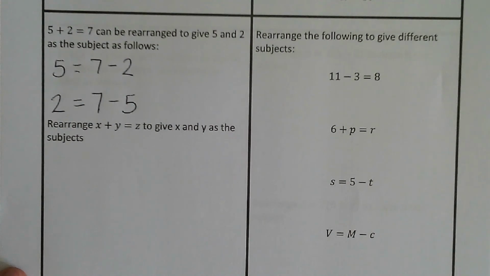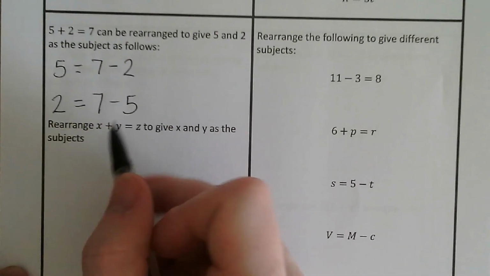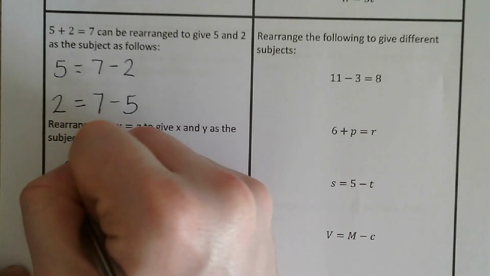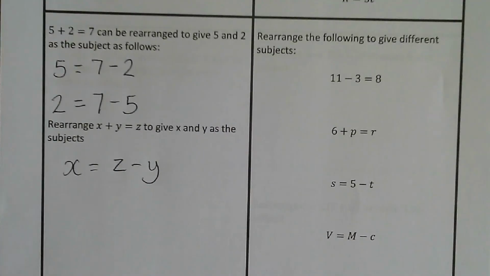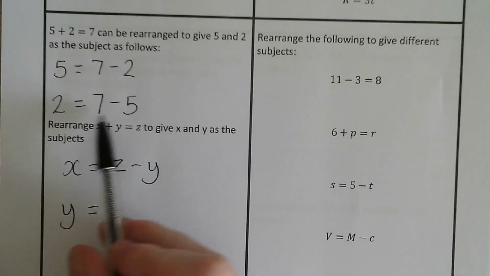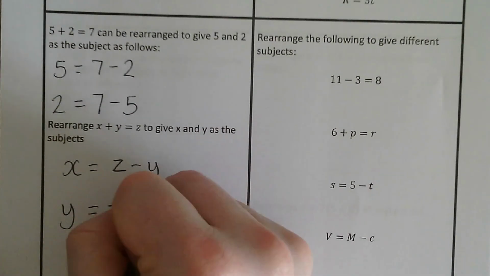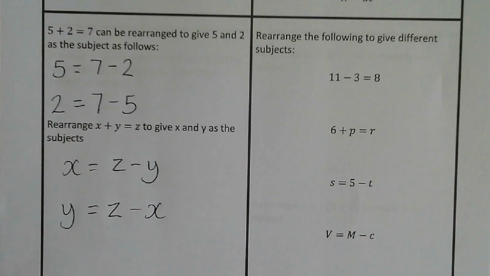Likewise, we can do the same when we only have variables. So here, to make x the subject, I would need to undo this plus y. That would mean subtracting y from both sides of the formula. And here, to make y the subject, I would have to get rid of this plus x. So I would need to subtract x from both sides of the formula. Have a go at the 4 questions on the right hand side and then check your answers.